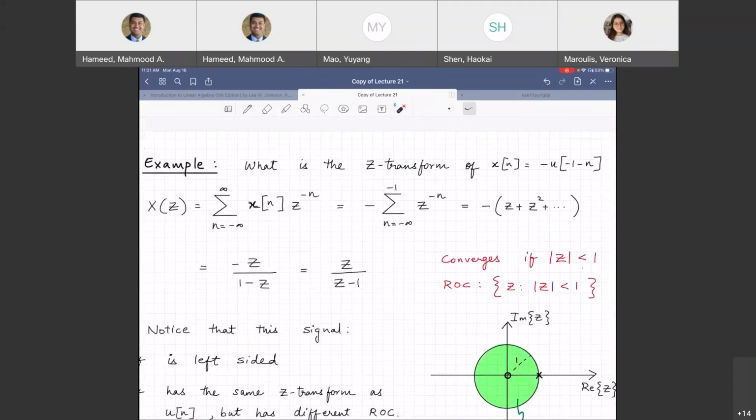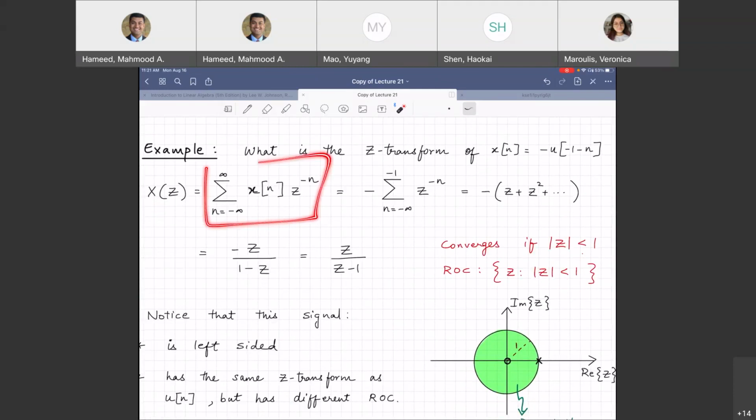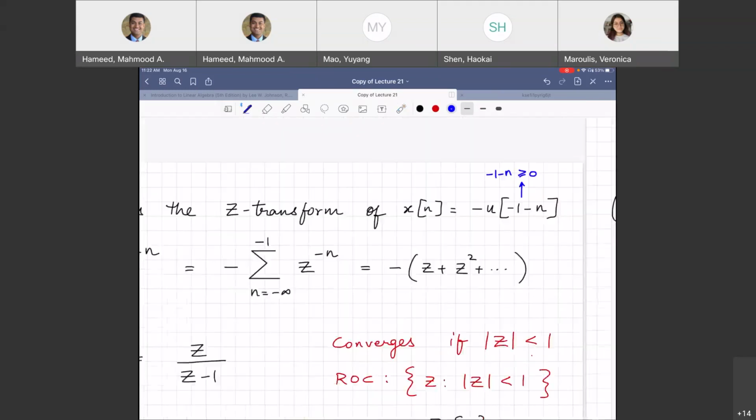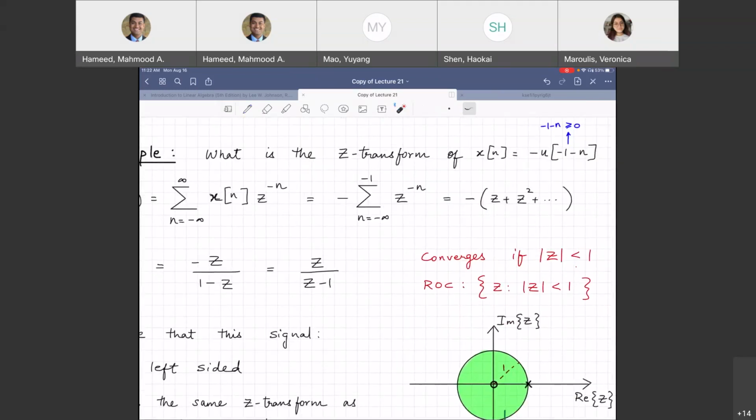Well, try to do the same thing. X of z, formula of the z transform. There is a unit step over there, so that will help us define the limits on that summation. This is u of -1 minus n. So we are looking for non-zero values when -1 minus n is greater than or equal to 0, right? Only then it will have non-zero values. In this case, it will have a value of -1. So if you use that, you will see that n goes from -infinity to -1. All of those times, x of n is simply -1.